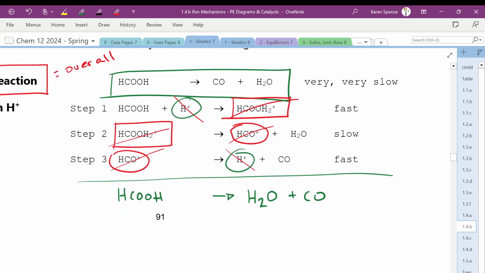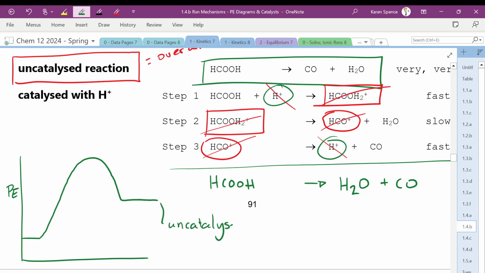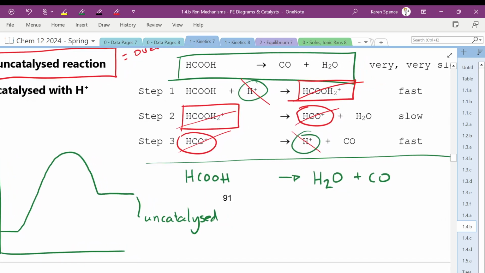Now, just before we go to the next page, is this endo or exothermic? Let's assume it's endothermic. I don't even know, I'm just making it up. We're going to draw a potential energy diagram for this uncatalyzed reaction. If you had to draw the pathway for the catalyzed reaction, I want you to think, what would you draw? Have a chat with your neighbor. See if you can puzzle it out.